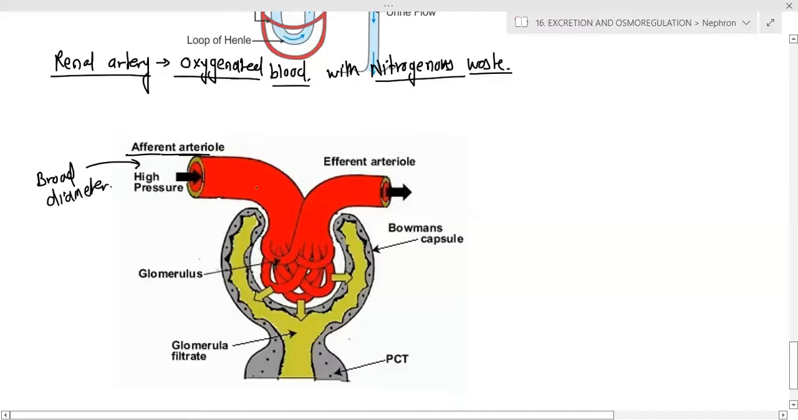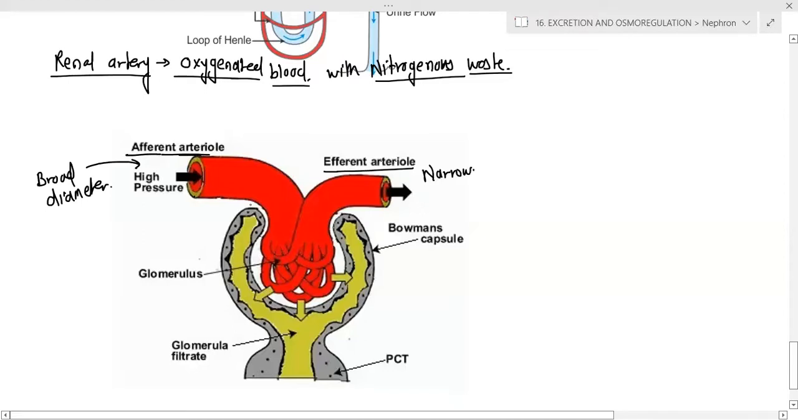And it enters into the cup of the Bowman's capsule, correct? And becomes glomerulus, dividing into many different capillaries. And then it leaves the cup shape as an efferent arteriole. The diameter is narrow over here, correct? It is a narrow diameter.